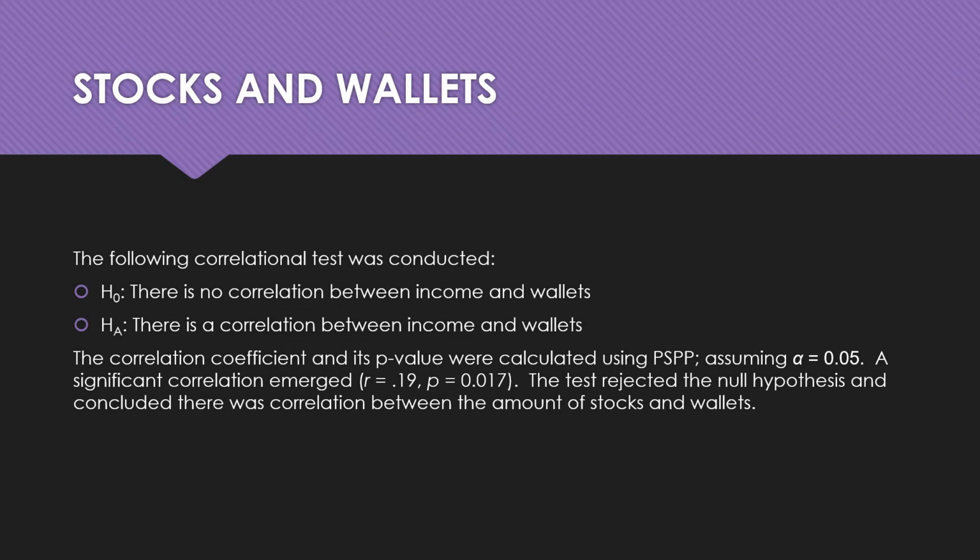After conducting our test, we were able to conclude that there is a correlation with the R value being 0.19 and p-value being 0.017. Therefore, we can reject the null hypothesis and conclude there is a correlation between the amount of stocks and wallets.